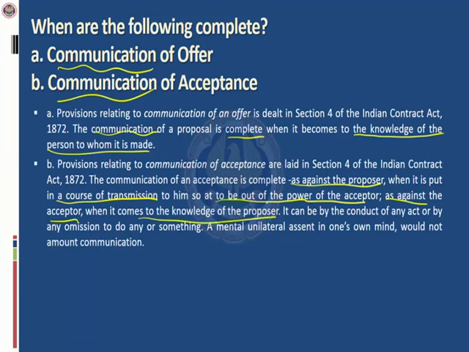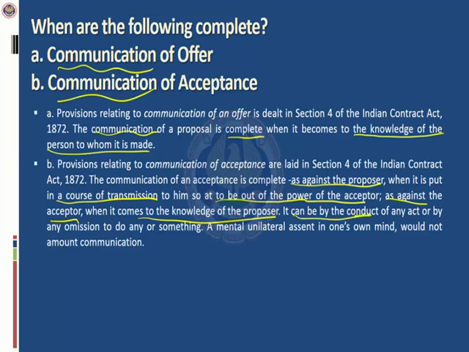So as regards the proposer, when is my communication of acceptance complete? I have put it in the course of transmission and it is about to be received, or maybe received, by the proposer. And as against the acceptor, when he comes to know that the proposer has now come to know about my acceptance with respect to the said proposal or offer.